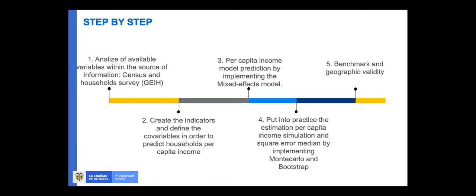In the third step, the per capita income model prediction, we implemented the mixed effects model. We defined the sample model with the survey data, fixed effects for municipalities, and urban and rural zones. The objective variable was the per capita income and the input variables were related to life conditions. In the fourth step, we applied the Monte Carlo for the per capita income estimation and Bootstrap for the Monte Carlo simulations for errors. And in the last step, we applied a benchmark and geographic validity. This step allows us to have the same estimations for the domains in the integrated household survey and reduce possible skewness.